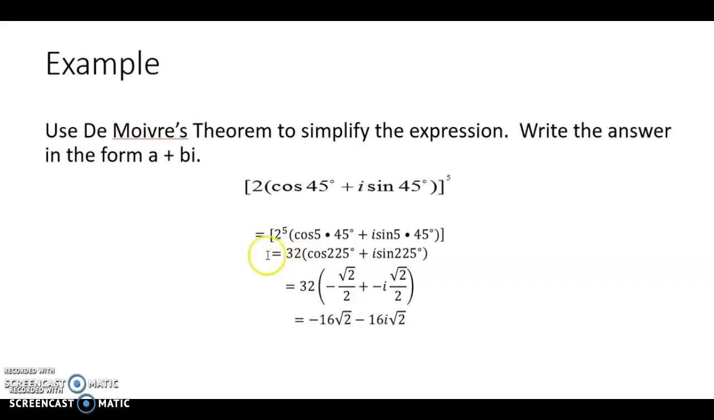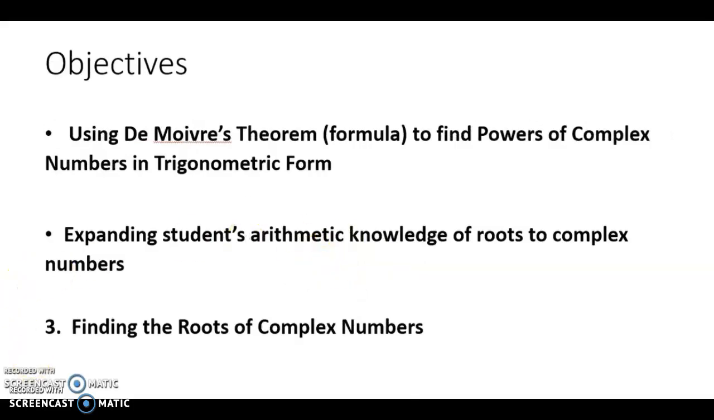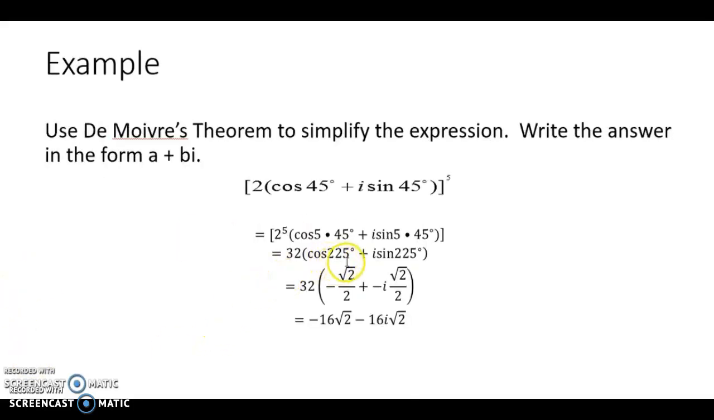And to finish it up, our angle measurement must also be multiplied by our exponent, our n value of 5. So 45 degrees times 5 gives us 225 degrees. Now just simplifying by evaluating our trig portion. Common angle here, the cosine of 225 degrees is negative square root 2 over 2. Likewise, the sine of 225 degrees is negative square root 2 over 2. We bring down the plus sign and the i.